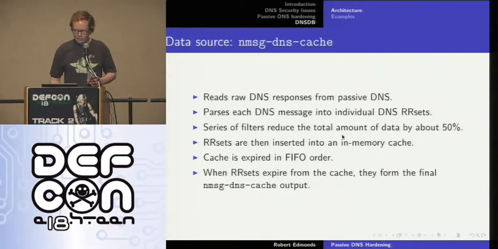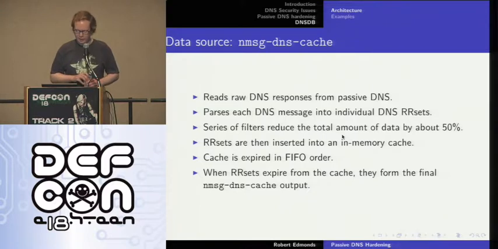So we have in-message DNS cache, which parses. I'm going to quickly go through what it does, and then we'll get into the demo as soon as possible. It's a standalone program that reads the raw passive DNS data and parses each DNS message into a stream of individual resource record sets, and then we apply a series of filters before inserting each RR set into an in-memory cache. These filters eliminate roughly 50% of the data that we would otherwise have to store in the database.